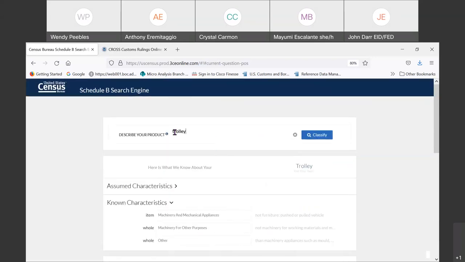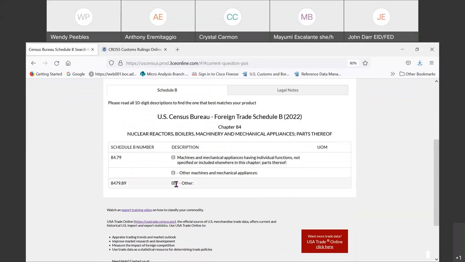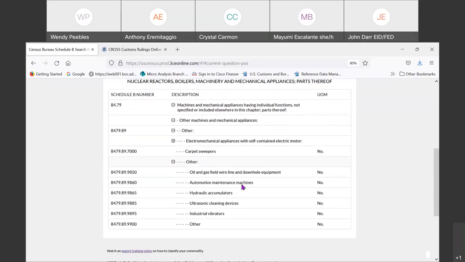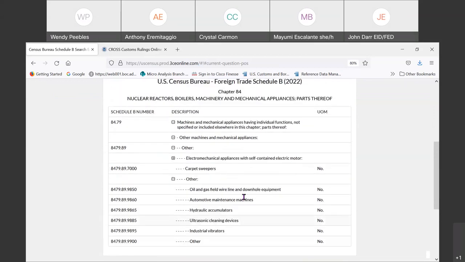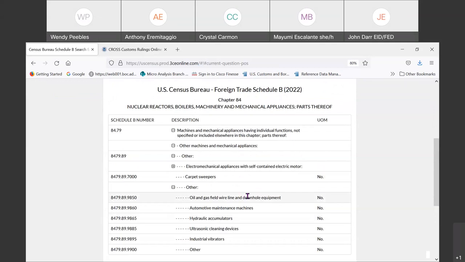What is the number that you said you all are using? 8479-89. Yeah, but there's some contention of if this belongs here or if this belongs as parts, because it's used in conjunction with a hoist, which falls under 8425-11. Mm-hmm. And some people think that this trolley should be used as parts, but we sell them as separate entities. They can be used together, but a hoist doesn't have to have a trolley. Right. So that's where we consider it an accessory, but how does this consider something accessory versus parts?